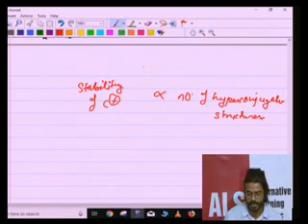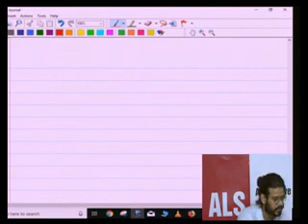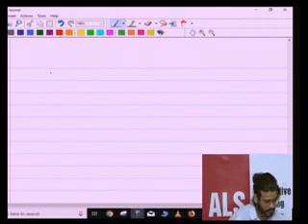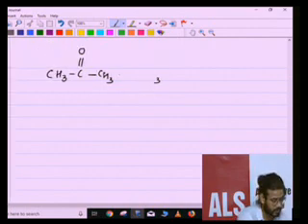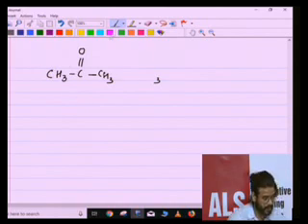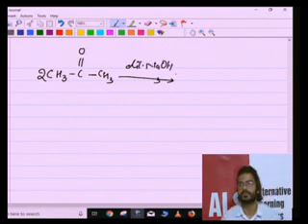Basically I'm giving a question, I need an answer. So now if I consider a ketone, which is CH3 C double bond O CH3, I have 2 moles of it, and now I've added aqueous or dilute NaOH. So what is the product formed here?